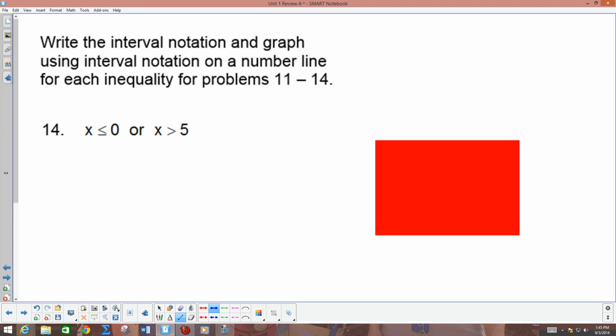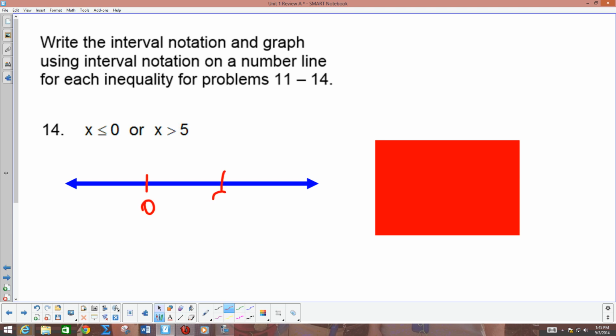And so now here I have critical points of 0 and 5. And so this is saying that I want all the x values that are less than or equal to 0. So less than or equal to, solid, and it's going in the less than direction. Number 5 is just a greater than, that's an open circle, and it's going to the right.